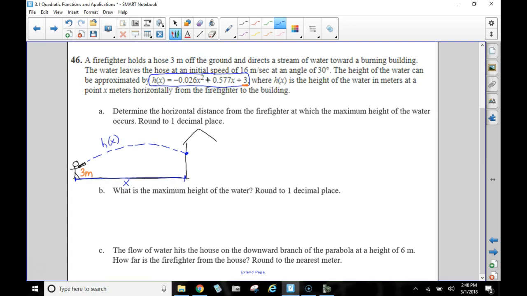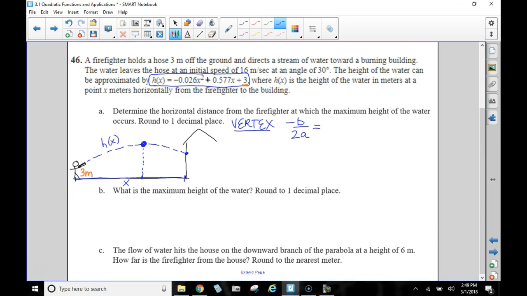Part A says, determine the horizontal distance from the firefighter at which the maximum height of the water occurs. Well, the maximum height of the water occurs about right in here, and that is the vertex of this parabolic shape that the water is following. So really, we need to find the vertex. For part A, we only need to calculate the x-coordinate of the vertex, and that is found by taking negative b over 2a.